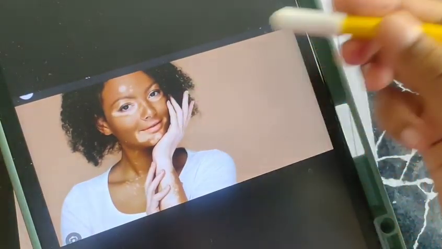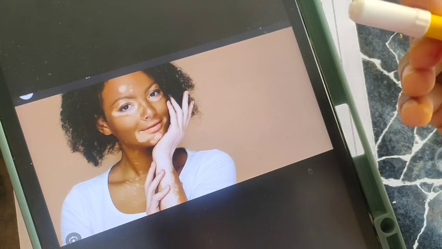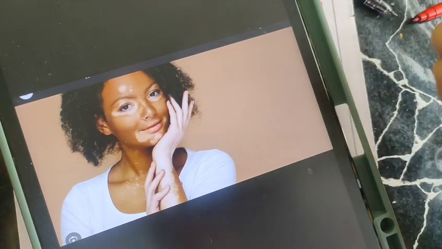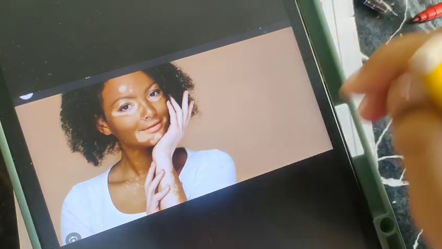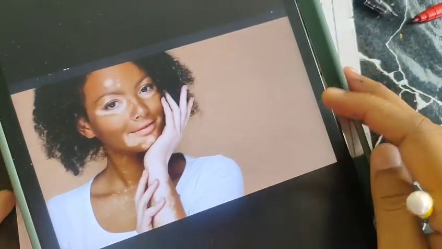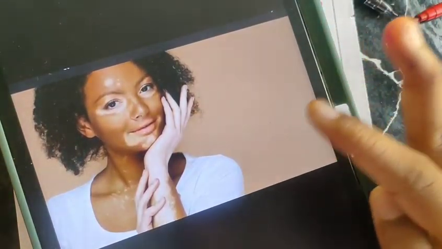This is a vitiligo condition. You can see this is white. You might have seen it because it affects 1% of the total population. If you have 100 people, one person will be affected by this disease, that is vitiligo. I guess you have seen this image.